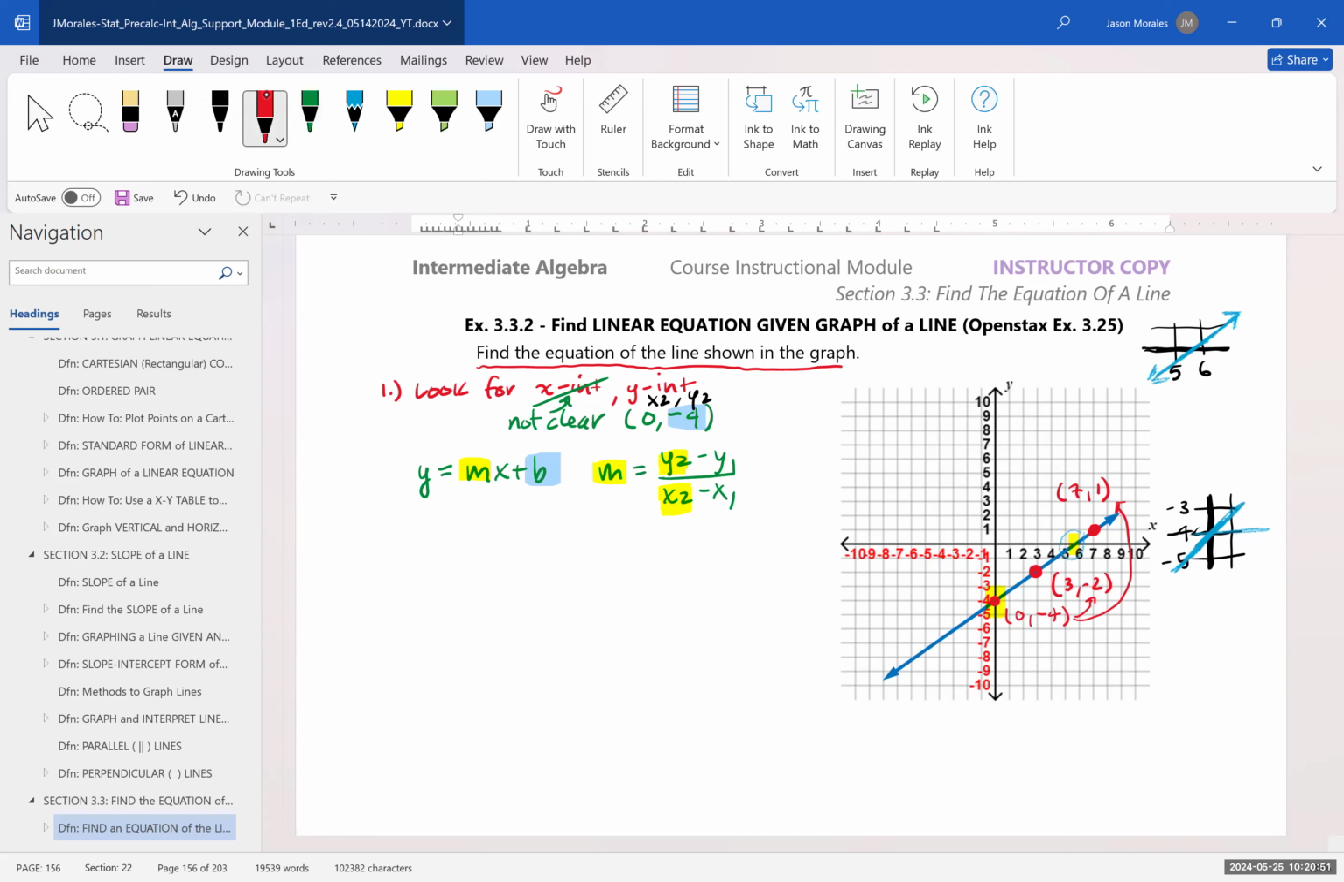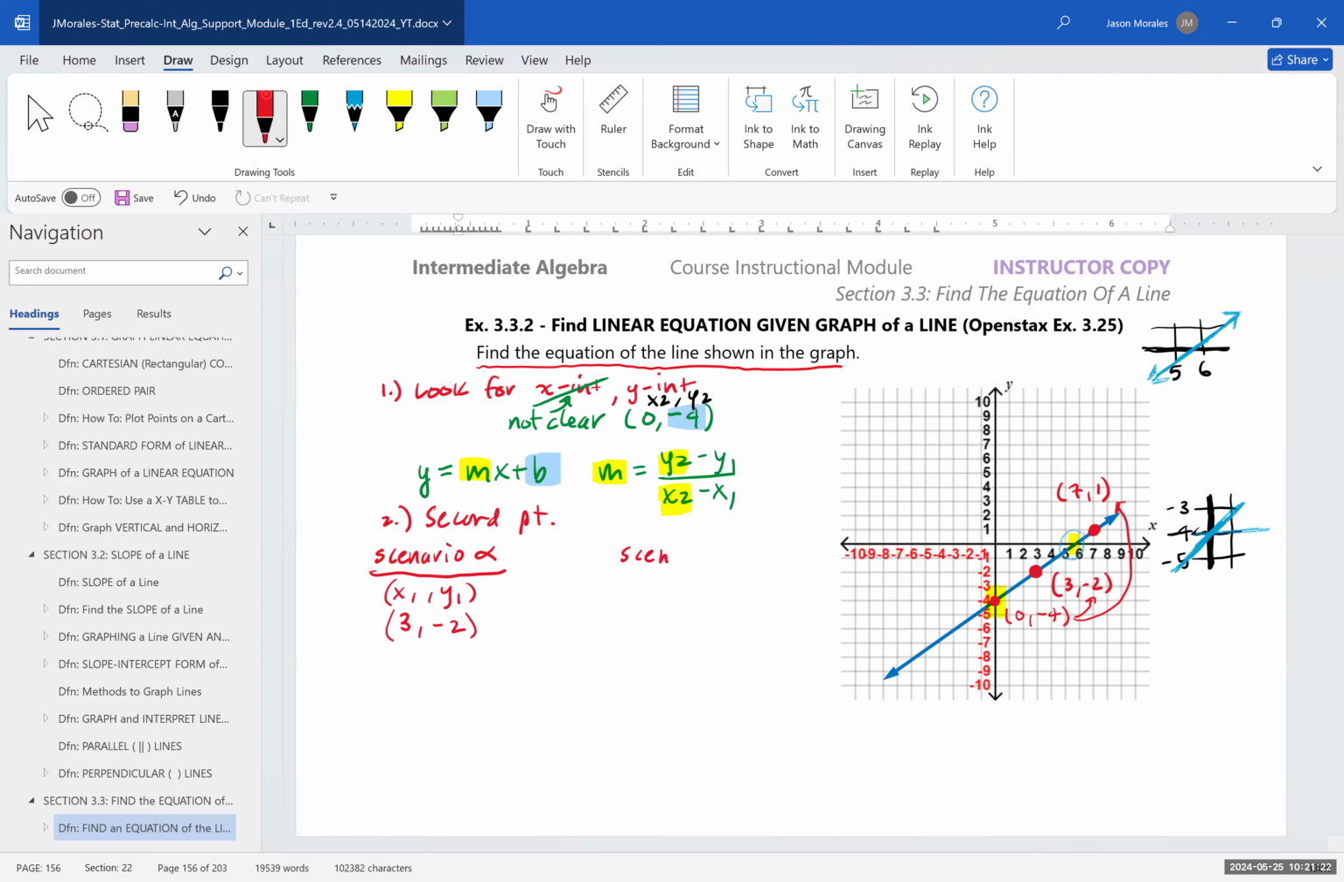Okay. So number 2, our second point. Let's make our second point, let's do maybe scenario alpha. Our second point is going to be (3, -2). So we will have x1, y1 be the point (3, -2).